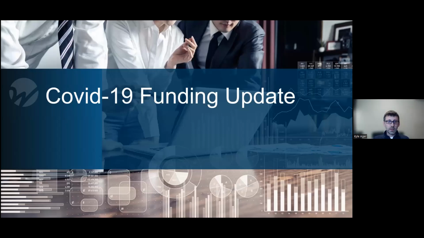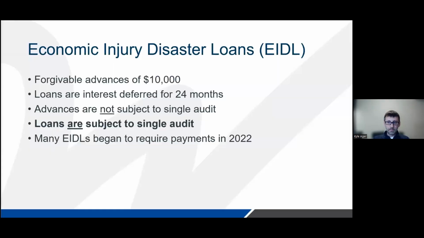So now we're just going to close things out with a few slides on COVID-19 funding. The first that we're going to talk about are the EIDL loans. What I want to point out here is that the loans are subject to single audit. So if you have a schedule of expenditures of federal awards, your EIDL loans are going to go on there. And also that many of the EIDL loans began to require payments in 2022. So if you had those, you might have had to start making the payments where there was a period of 24 months where the payments were deferred.